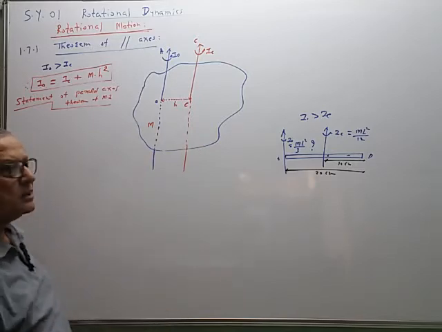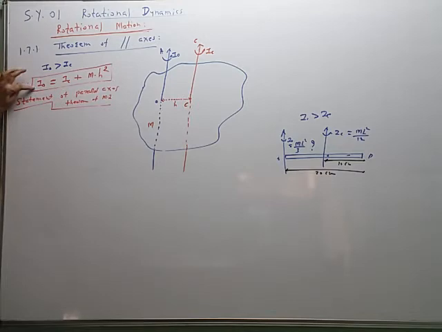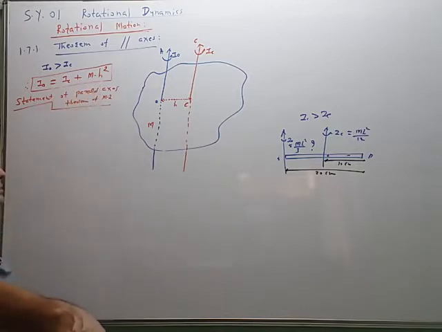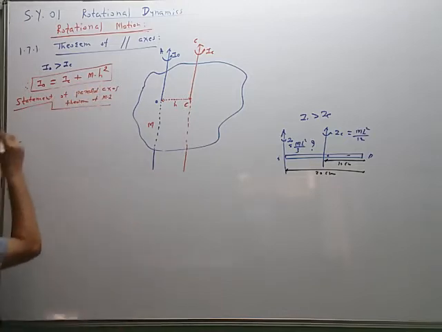So the statement is like this. The MI of a body about a given axis of rotation is given by the sum of A and B. So I will start writing the statement like this.